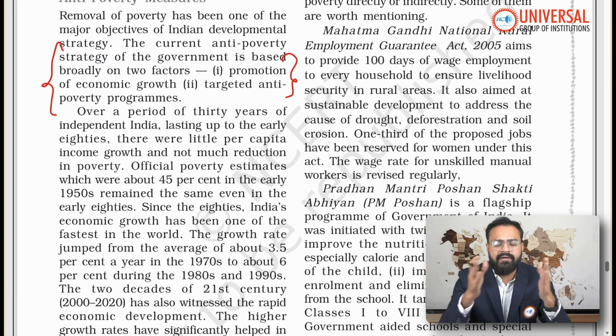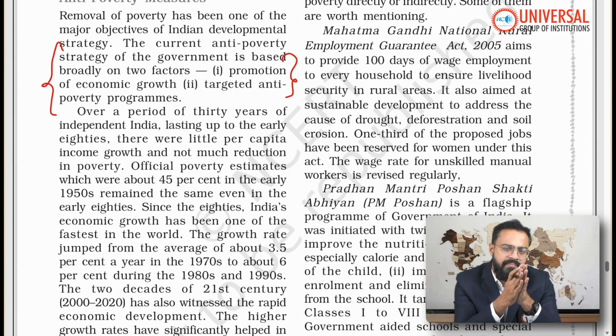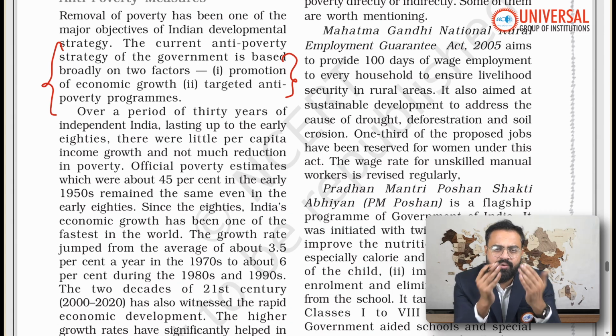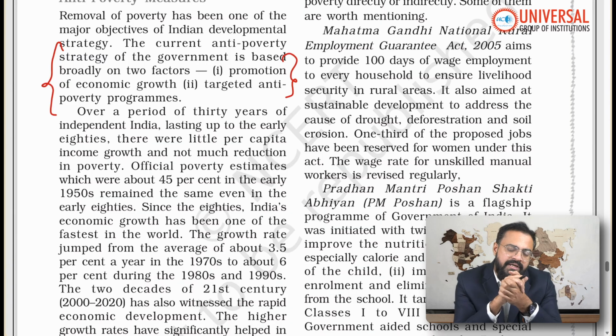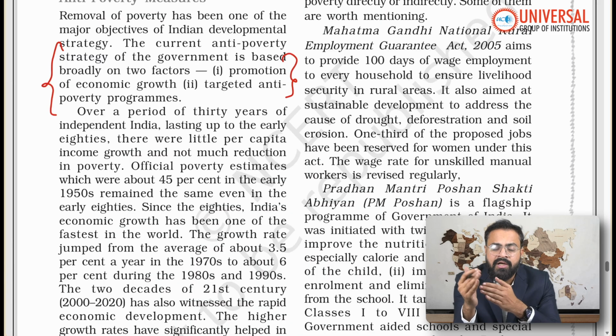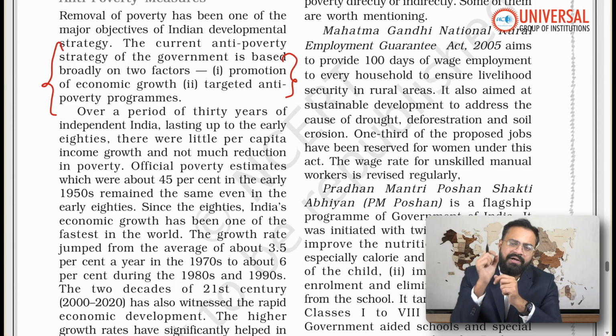Or if the government relies more on economic growth, what happens to the tax revenues of the government? Tax revenues are going to increase. If the tax revenues increase, the government will have more money in its pocket to spend on health, education or any other social spending. So the first important strategy to eradicate poverty is focusing on economic growth.